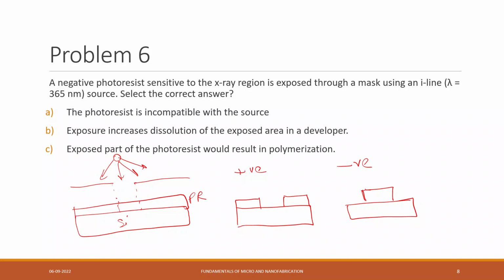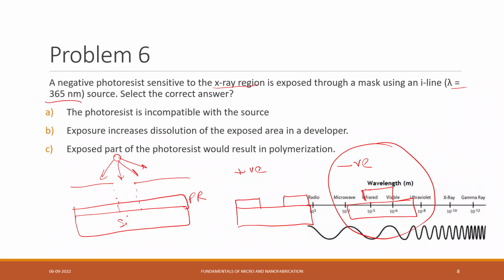Now you have to see the question. Now I have to read the question. You got the things correct, but the question says that a negative photoresist is sensitive to the X-ray region and is exposed through a mask using an I-line source, so X-ray region and lambda equal to 365 nanometer source.